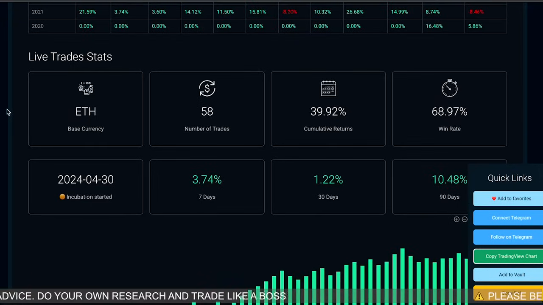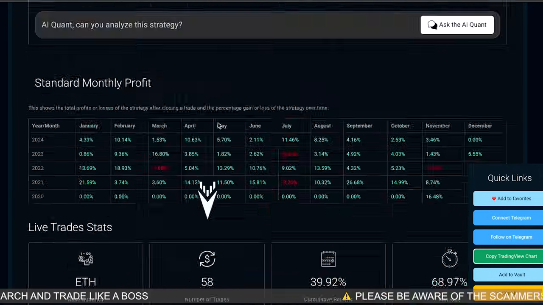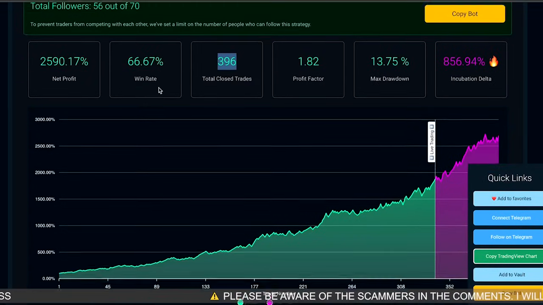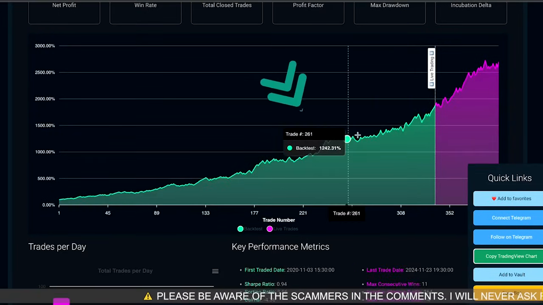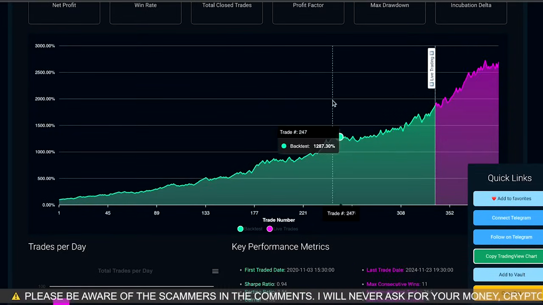It also works on other coins like ETH. We have had 58 live trades, and 396 trades were in the actual backtest. As you can see, the backtest is looking amazing, and the forward test looks absolutely incredible as well on ETH.